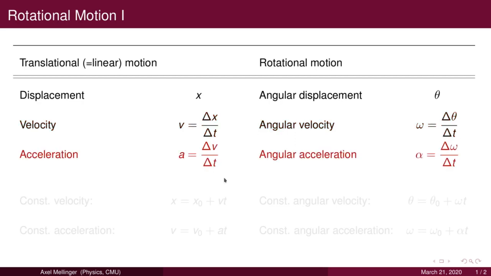In linear motion, when the velocity changes, we have an acceleration, which is equal to the rate of change of velocity. In angular motion, when the angular velocity omega changes, we have an angular acceleration, typically written as a lowercase Greek alpha.